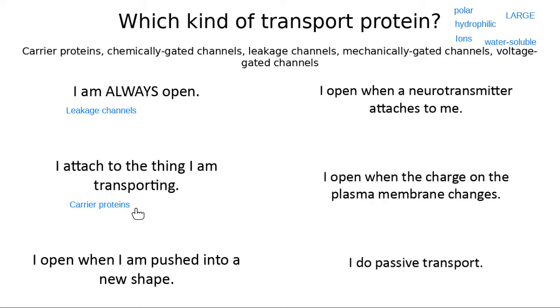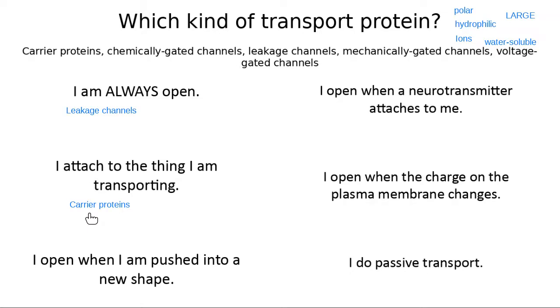When they attach to what they're transporting, the other important thing about them, like Kira said, is then they change their shape. So they open on one side, attach to something that they're going to transport, then they change their shape and open on the other side, allowing them to transport something. So carrier proteins, not only do they attach to what they move, they also change their shape in the process of moving. And remind me from yesterday, carrier proteins, were they fast or were they slow comparatively? Fast or slow?